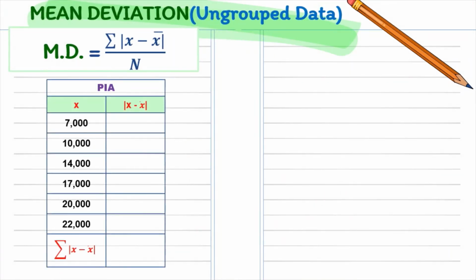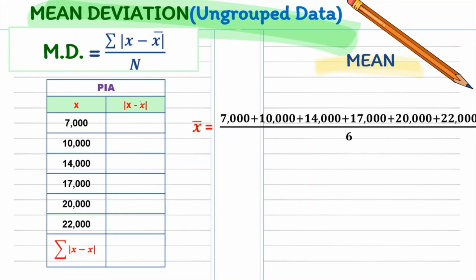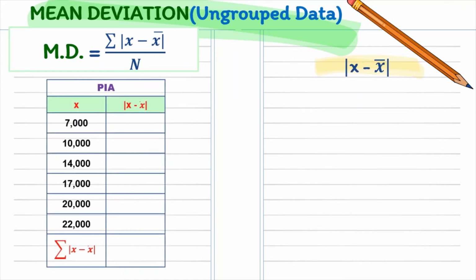Next is for Pia. Same way, we will get the mean first. We add them all. 7,000 plus 10,000 plus 14,000 plus 17,000 plus 20,000 plus 22,000 divided by 6, because there are 6 of them. Okay? So the answer is 90,000 divided by 6. So her mean is also 15,000. So, to complete the table, we will subtract the mean from the score.